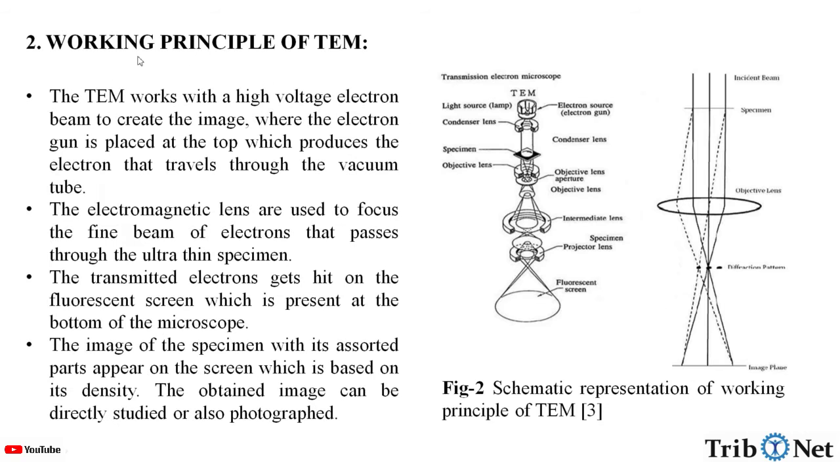Next, let us understand the working principle of TEM. The TEM works with a high voltage electron beam to create the image, where the electron gun is placed at the top, which produces the electrons that travel through the vacuum tube. The electromagnetic lenses are used to focus the fine beam of electrons that passes through the ultra-thin specimen. The transmitted electrons hit the fluorescent screen, which is present at the bottom of the microscope. The image of the specimen, with its assorted parts, appears on the screen based on its density. The obtained image can be directly studied or also photographed. Here in this figure, we can see the schematic representation of the working principle of the transmission electron microscope.